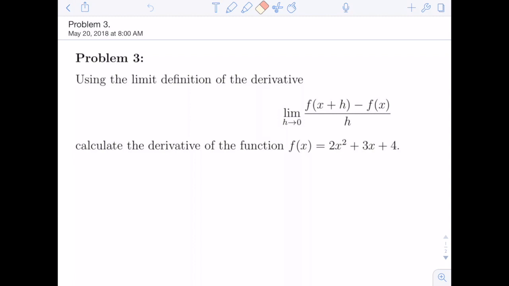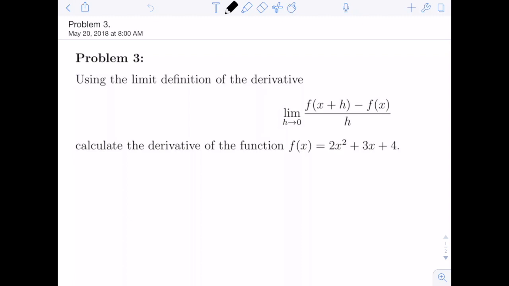So for problem 3, it's asking us to use the limit definition of the derivative to calculate the derivative of the function 2x squared plus 3x plus 4. We know from the derivative rules that this is going to be 4x plus 3 just by looking at it. But on the test, I might ask you to do something like this, so we'll go through that.